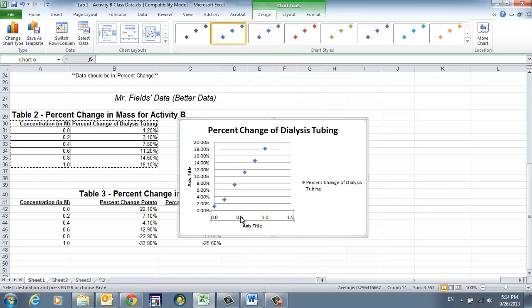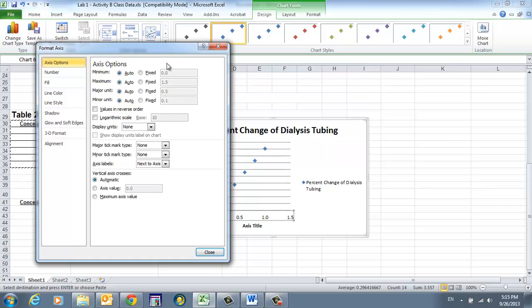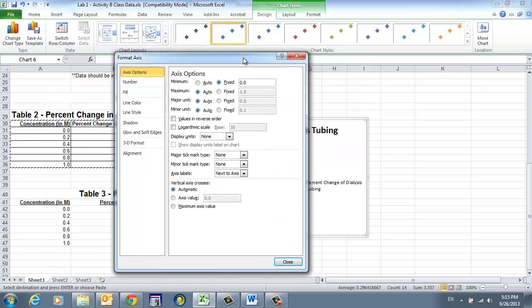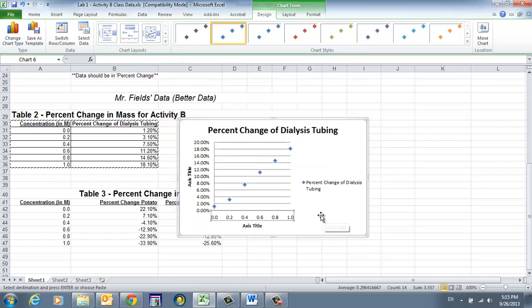I probably would suggest that you come down to your data and you format that axis. You format it with a fixed minimum of 0, a maximum obviously of 1.0, and a fixed unit of 0.2. And let's see what that does. Okay, so basically that works out perfectly.